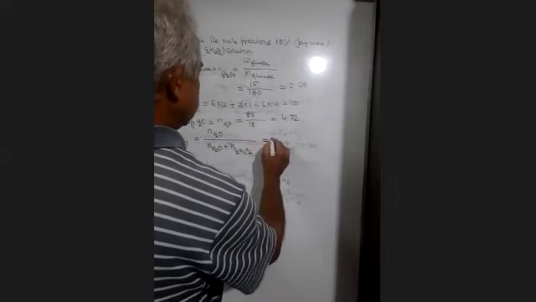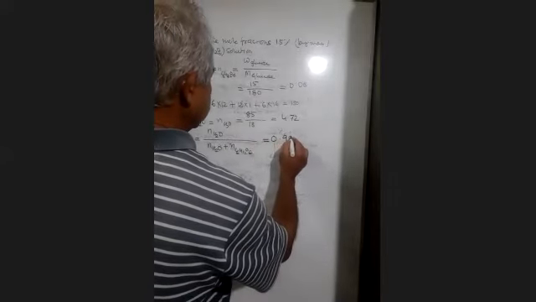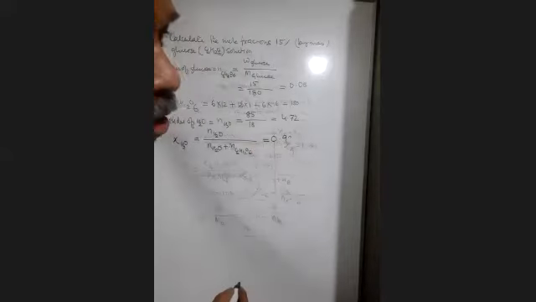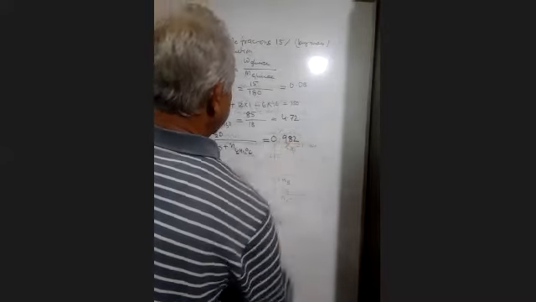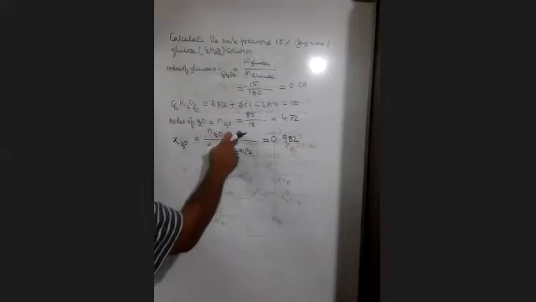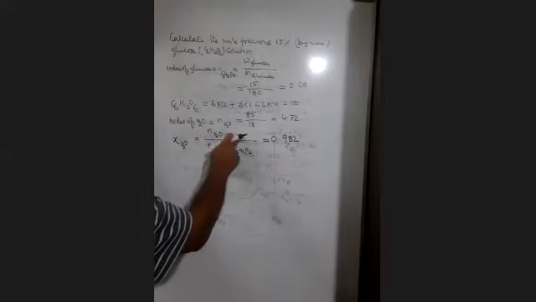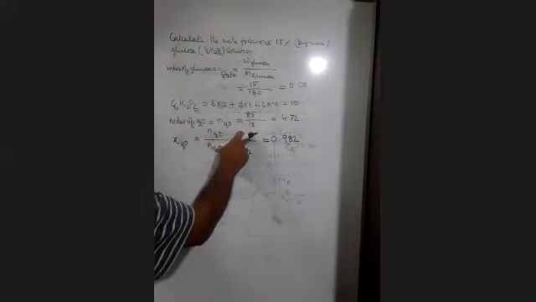So how much did you get? 0.982. Okay, see, mole fraction does not have any unit. Why? See, this is also moles, this is also moles. So there is no unit. It is a ratio. Then what about the mole fraction of glucose?